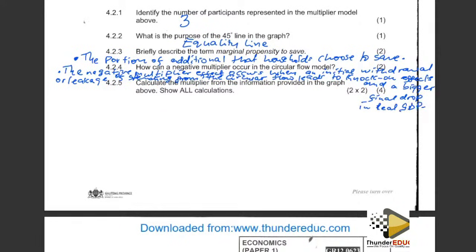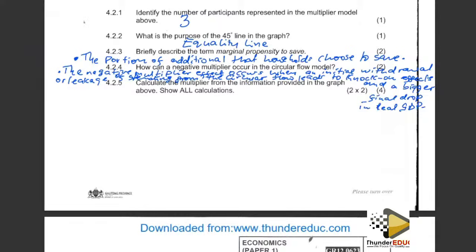Okay, right, great. So now we are done with question 4.2.4. Now let's move on to the next question, which is 4.2.5. This question reads as follows.